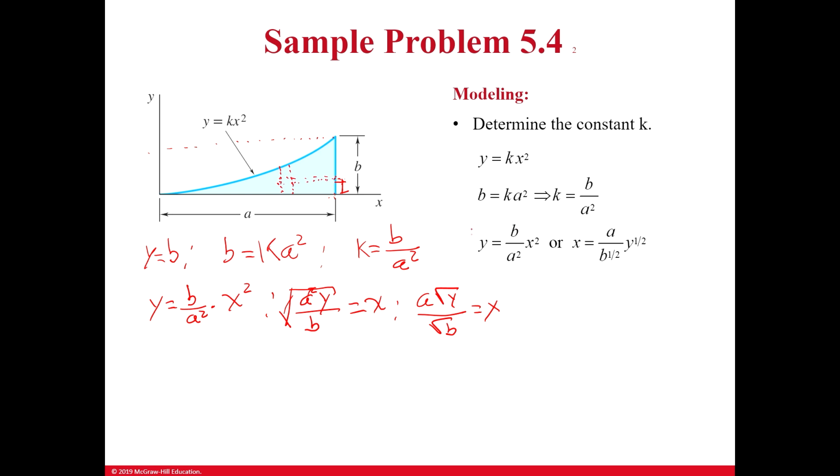Okay, so obviously this one will be much easier to differentiate than this one, because this is x squared and this is the square root of y, but both are doable. These are constants, so we don't have to worry. These are numbers.